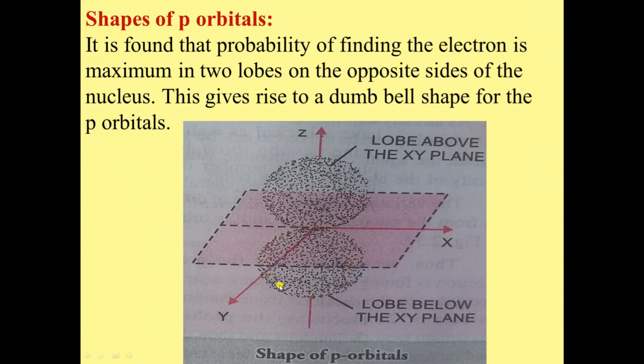On the xy plane, you will observe that this lobe is above the xy plane and this lobe is below the xy plane. Now, in the p subshell, there are three p orbitals present. They are present on the x-axis, y-axis and z-axis. The orbital which is present on the x-axis is known as px. The orbital which is present on the y-axis is known as py, and the orbital which is present on the z-axis is known as pz.